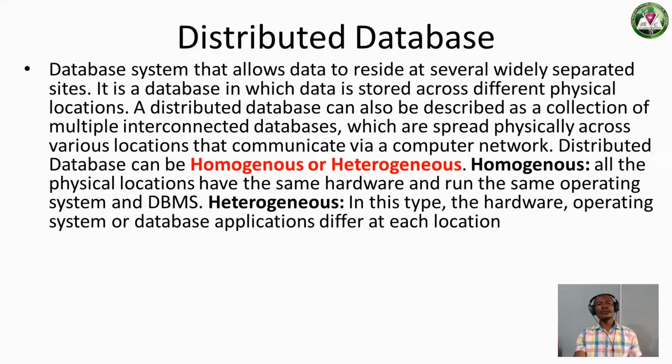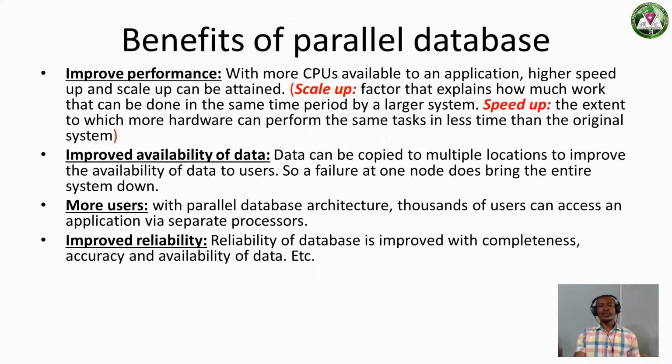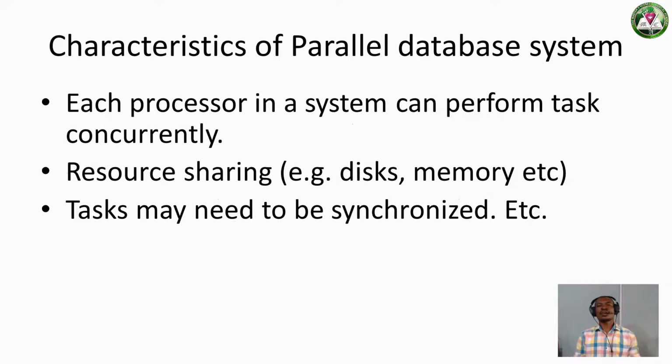So far we've looked at the parallel database, what it is. We said that the key goal of parallel database is to improve the rate of speed up and scale up, to improve speed, to make sure that the tasks are divided so that they will run concurrently on multiple machines. We have also looked at the benefits of parallel database, where we mentioned improved performance, improved availability of data, more users, improved reliability. We have also mentioned the characteristics of parallel database system, where we talked about the processors performing tasks concurrently. Then we have also talked about resource sharing, and the tasks may need to be synchronized.